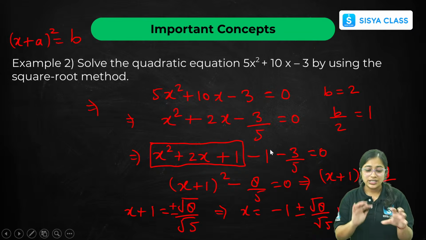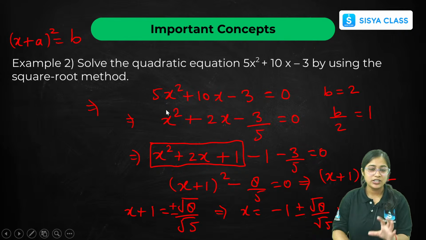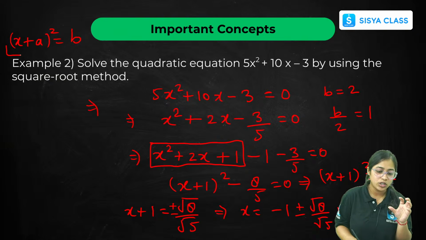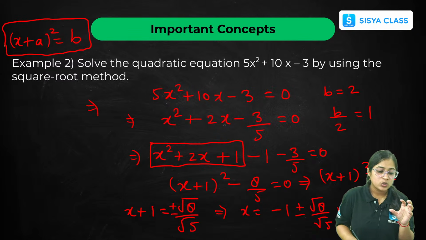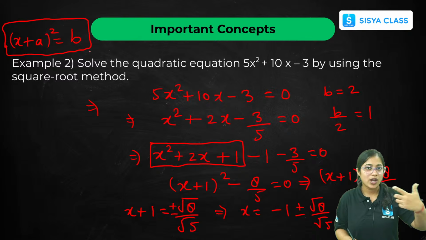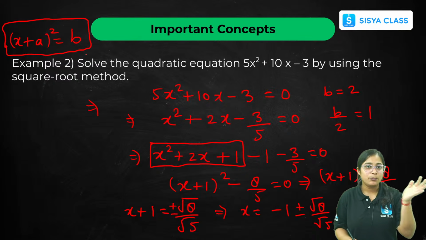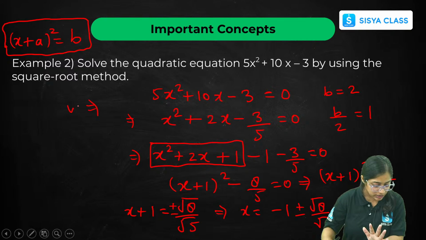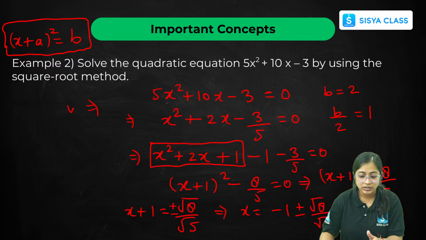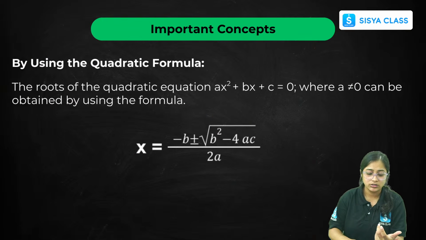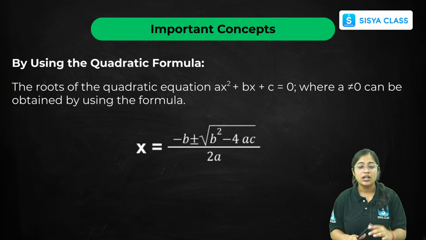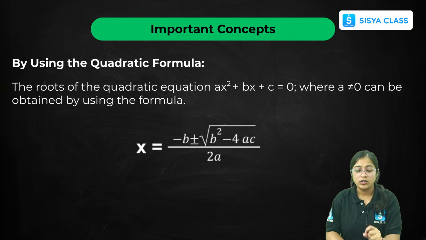Okay. So just try to convert your polynomial into this form, x plus a whole square equal to b, and then take the square root. So x plus a equal to square root of b and x equal to minus a plus minus square root of b. So I just hope this is clear to everyone. Now let's see one more method, right? This is the easiest method to calculate the roots of your polynomial, right?